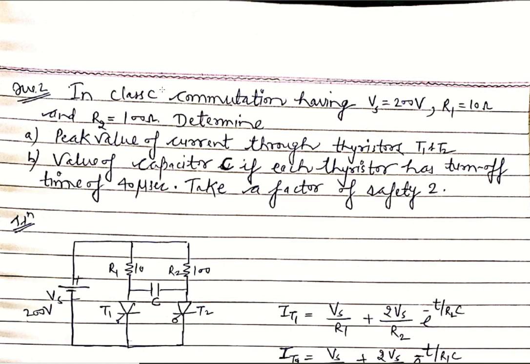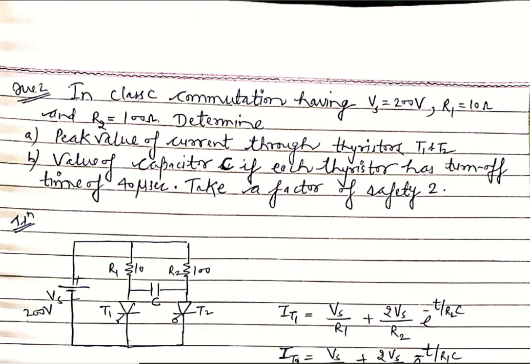See this question: in class C commutation, having Vs equal to 200 volt, R1 equal to 10 ohm and R2 equal to 100 ohm. Determine part A, the peak value of current through thyristors T1 and T2, and the value of capacitance C if each thyristor has a turn off time of 40 microsecond. Take a factor of safety equal to 2.